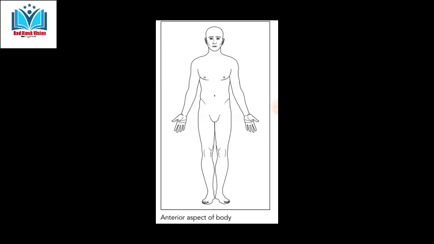Next we have the anterior aspect of the body. The anterior aspect of the body is the front view of the body or the patient. So when we have a patient positioned like this, we call it the anterior aspect of the body, when we have the front view of the person or the patient.